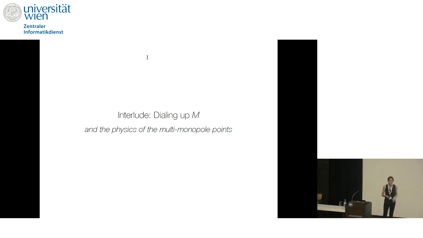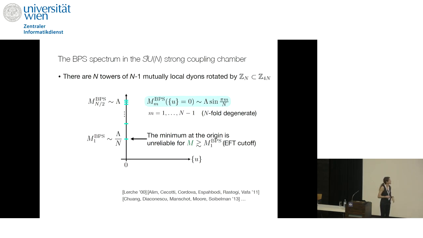Now, a clue as to how we might proceed and capture some of this physics as we dial up the supersymmetry breaking scale m comes from taking into account the massive BPS spectrum in this vacuum at the origin. So this is what I'll explain now. So in the SU(N) strong coupling chamber of moduli space, wherein lies our small m minimum, the stable BPS spectrum consists of N towers of N-1 mutually local dyons. These towers are rotated by a Z_N inside the Z_4N discrete R symmetry.